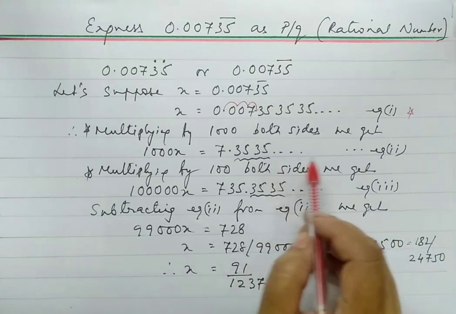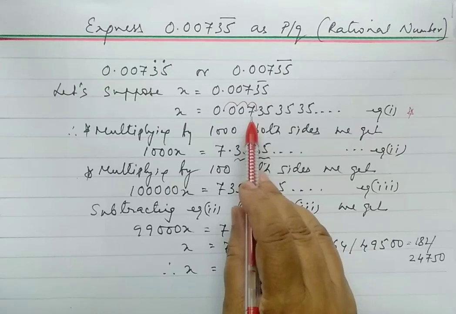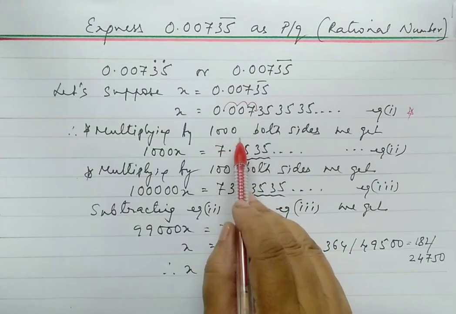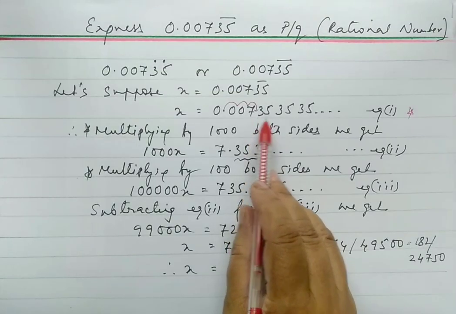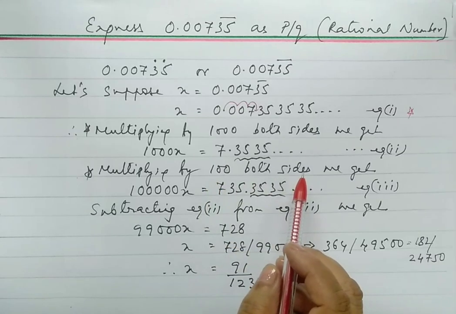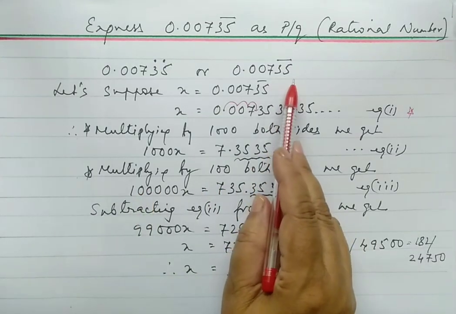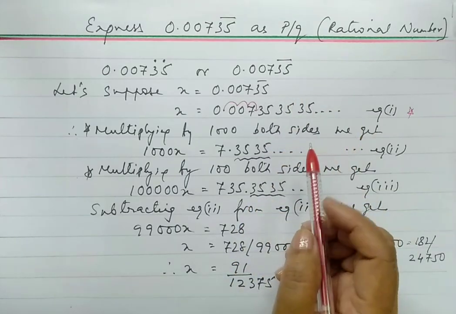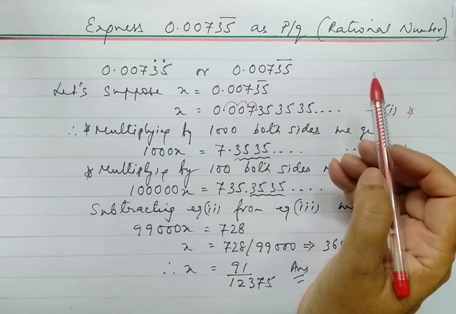Got it? So till now, we have understood that 0, 0, 7 were not under the bar, so we deliberately chose 1,000 to come closer to 35, 35, 35. Next, what do we do? Now we see how many digits are there under the bar. How many digits are there under the bar? Obviously 1, 2, isn't it?